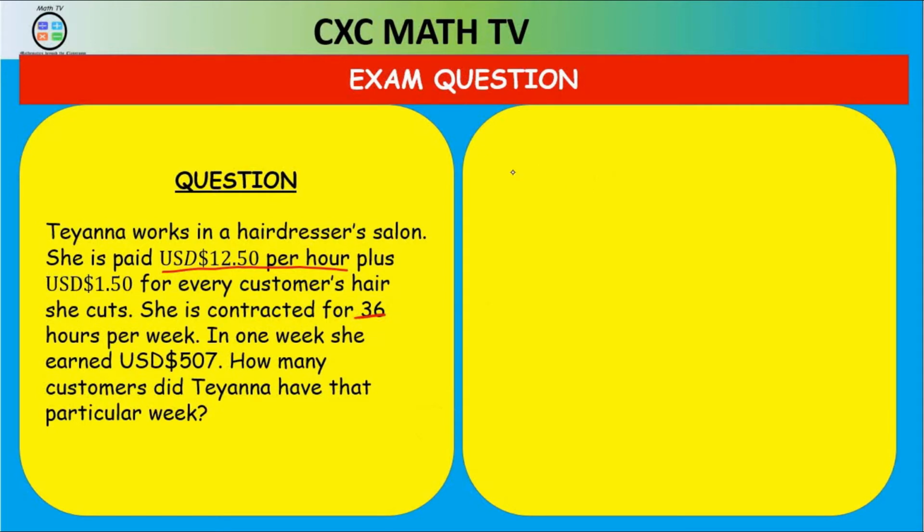So in that case, we can work out her basic wage. Tiana's basic wage is just going to be equal to the $12.50, that's the basic rate, multiplied by the basic week of 36 hours. Remember, it's basic rate times basic week.